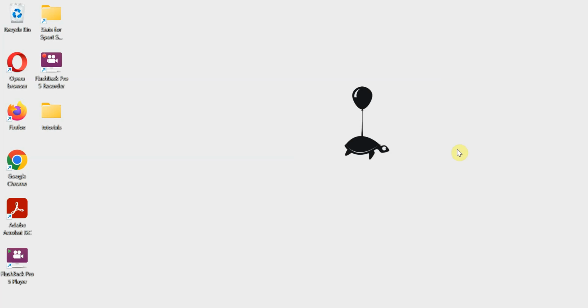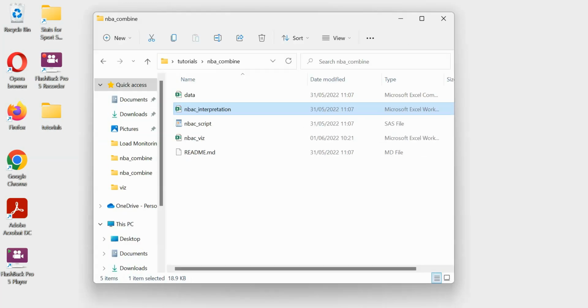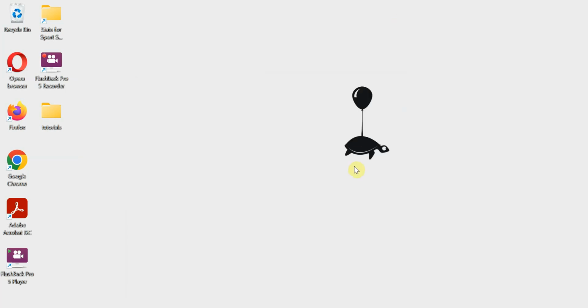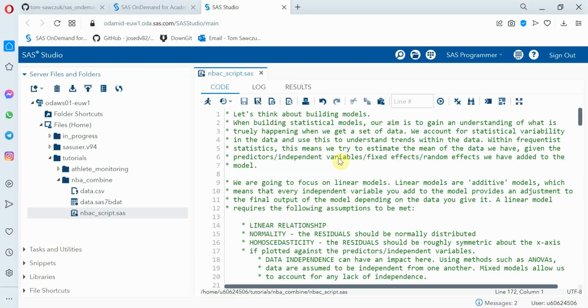Hi guys, welcome to this fourth tutorial using the MBA combined data, and today we are going to interpret the results of the mixed model that we have created. So for today's tutorial you'll need the interpretation workbook open and the script open in SAS. And without further ado, let's go straight into the script in SAS.